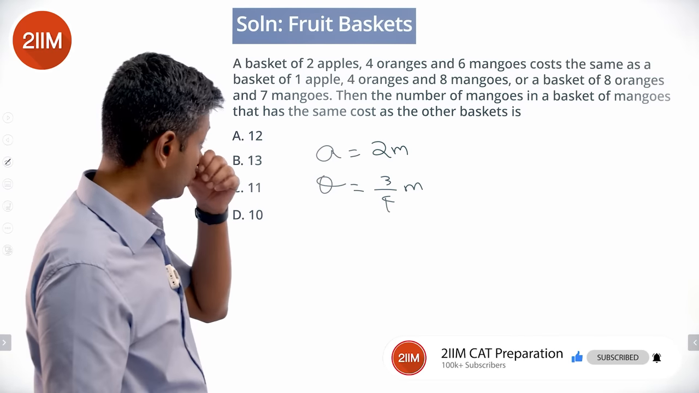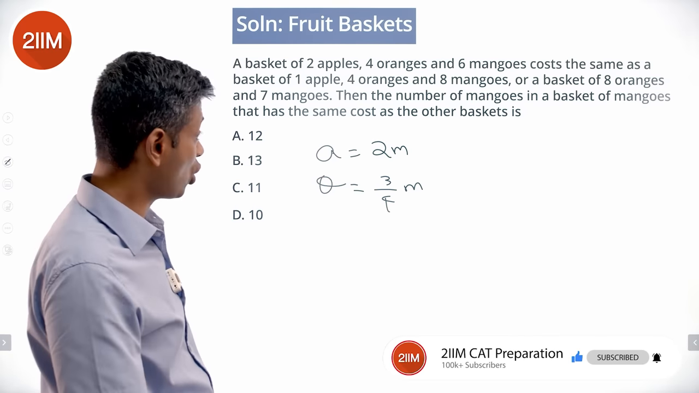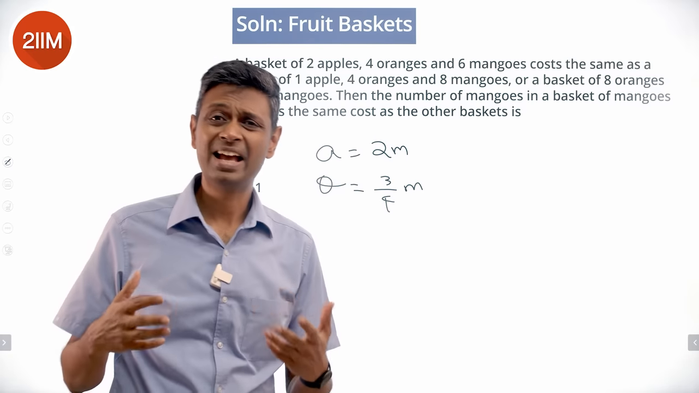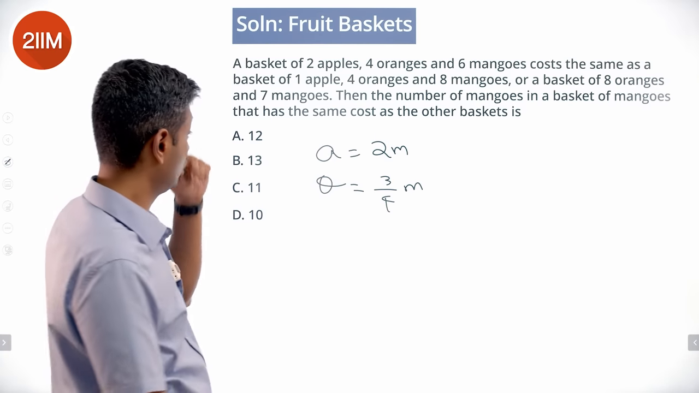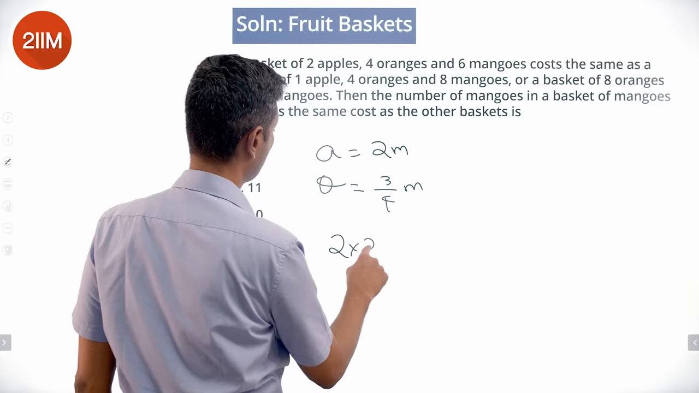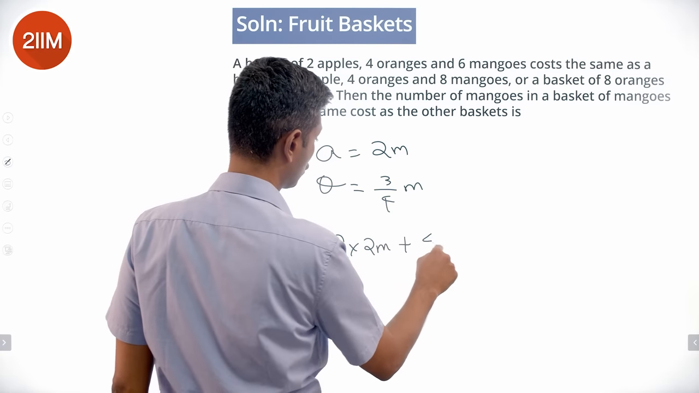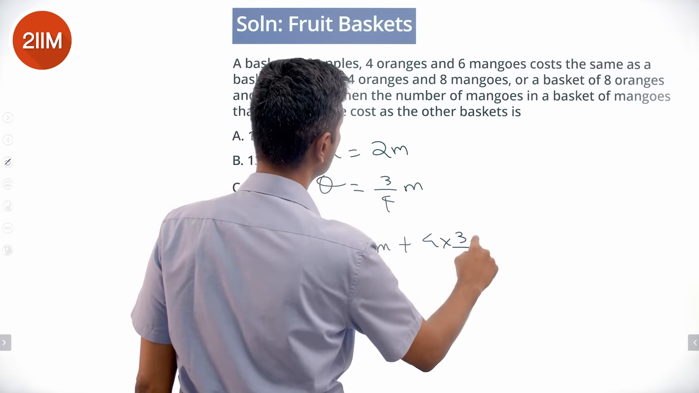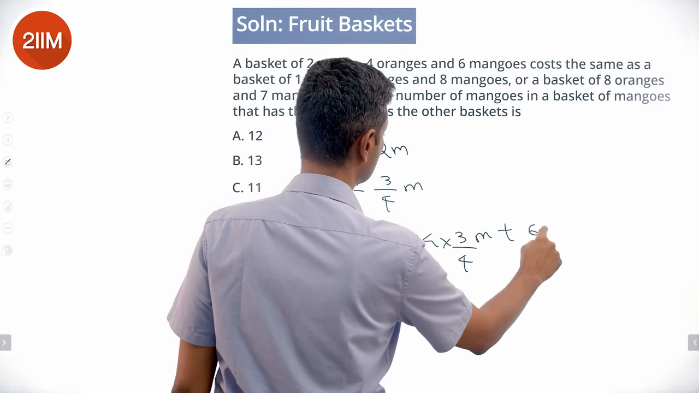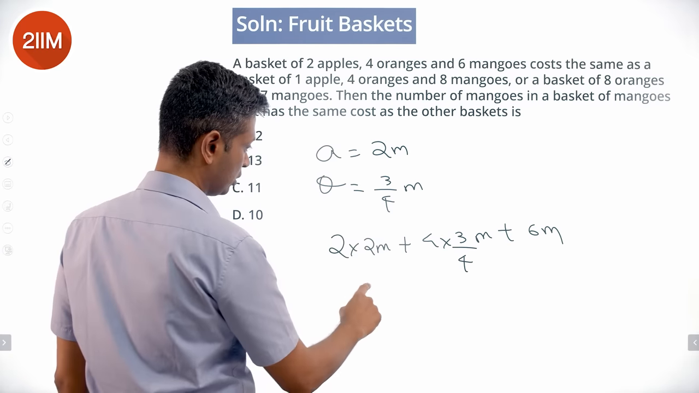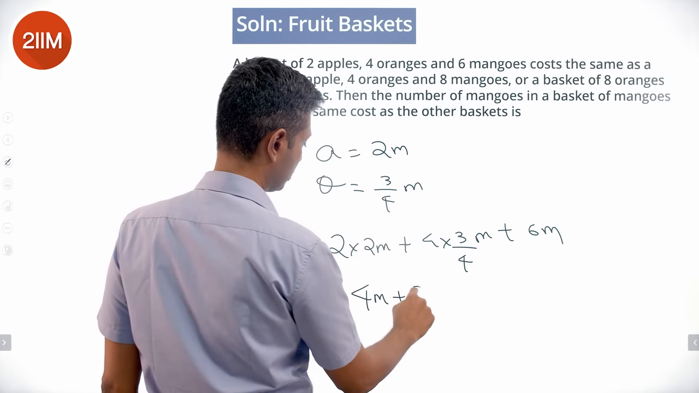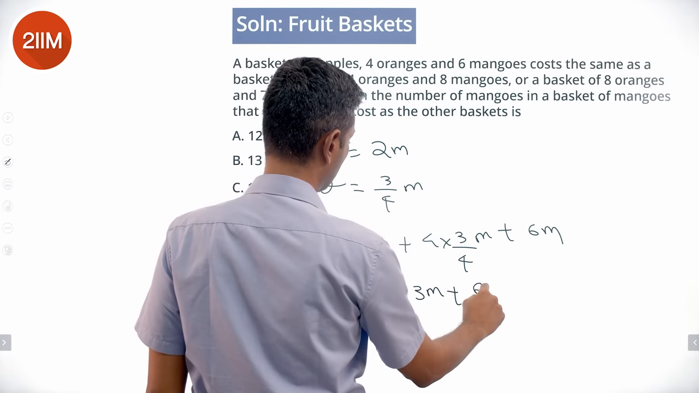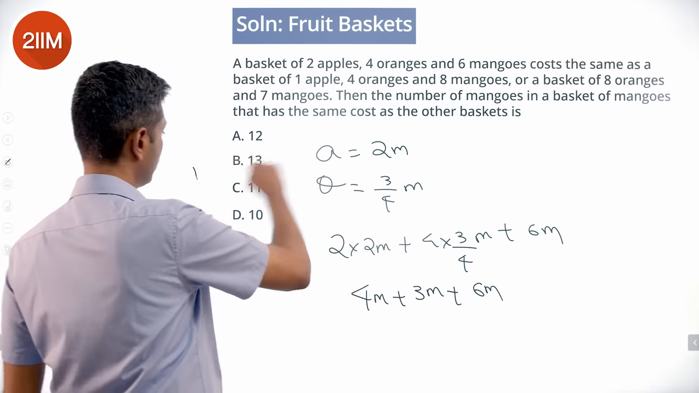Then the number of mangoes in a basket of mangoes that has the same cost as the other basket, essentially represent everything in terms of mangoes. 2 apples, 2 into 2 mangoes, plus 4 oranges, 4 into 3 by 4 mangoes, plus 6 mangoes. That is the cost of the first basket. So it's 4 mangoes plus 3 mangoes plus 6 mangoes. 7 plus 6, 13 should be the answer.